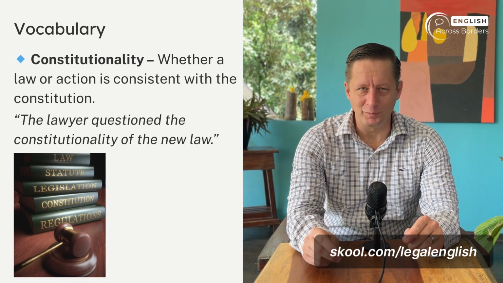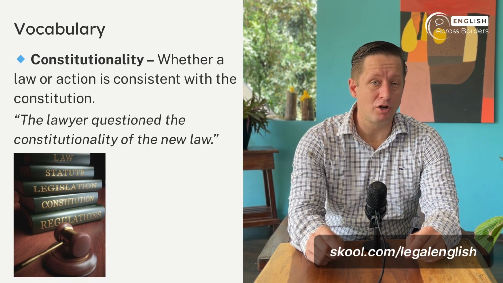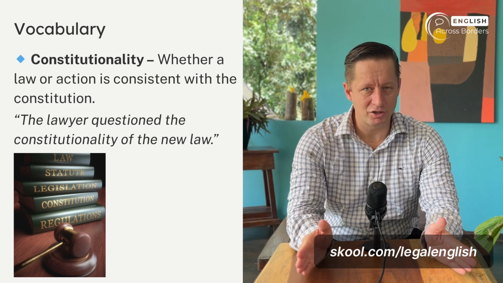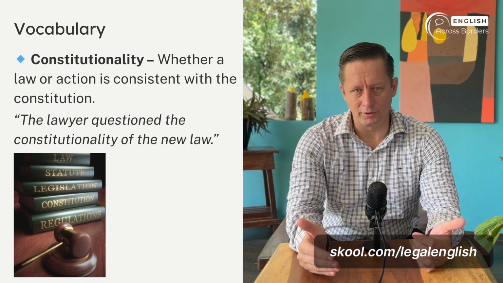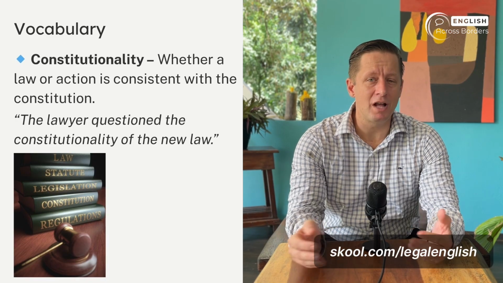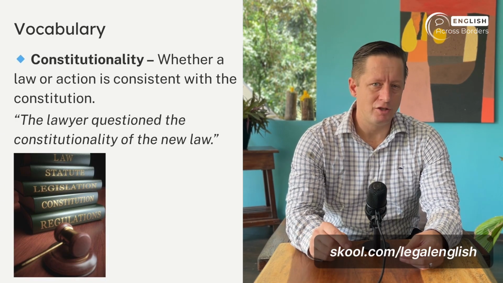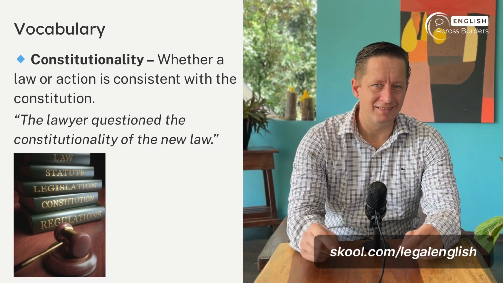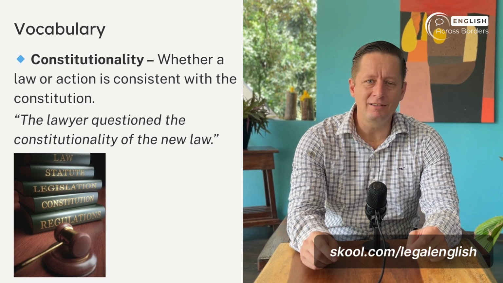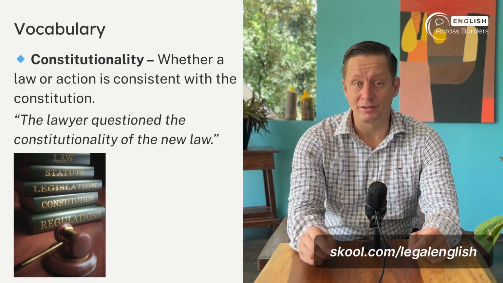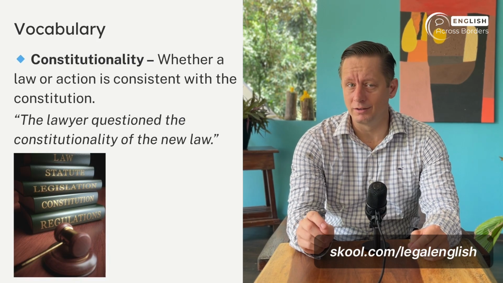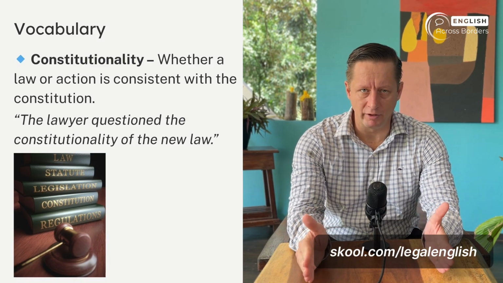Let's look at this story. A new law bans foreign journalists from covering elections. International organizations file a challenge. In court, the lawyers argue this restriction violates freedom of the press. Its constitutionality must be reviewed. The judges agree. This law is not constitutional. It violates democratic guarantees. Constitutionality is at the core of constitutional litigation. Lawyers constantly argue whether laws are consistent with the supreme law of the land.